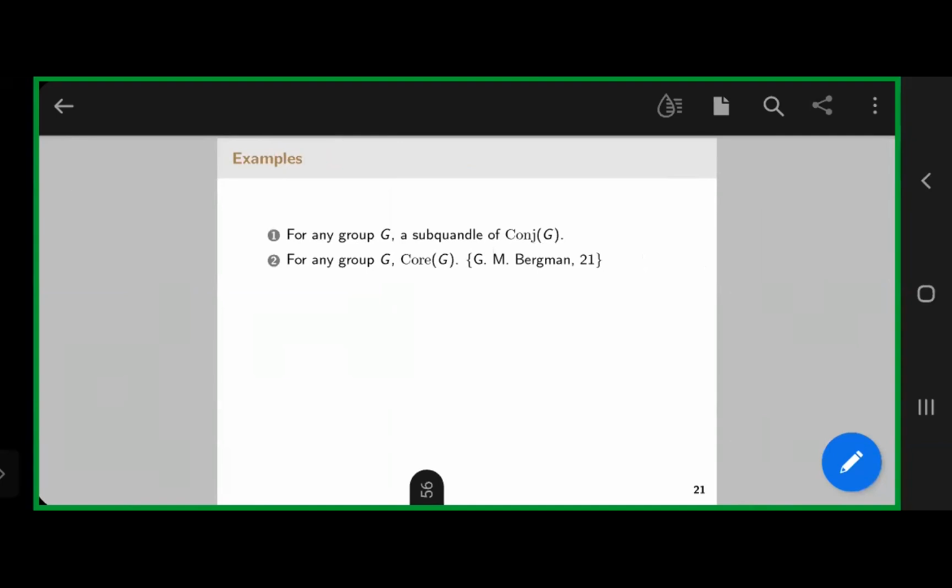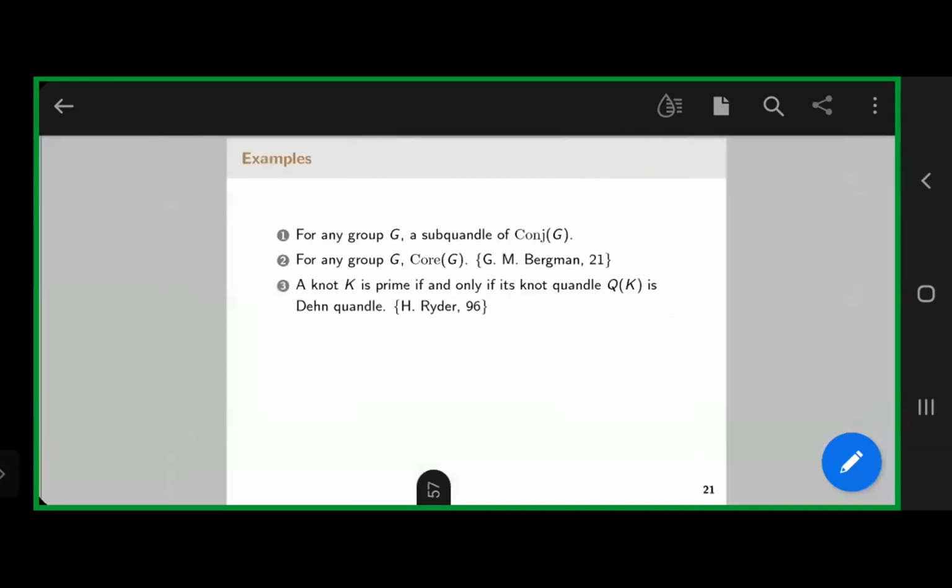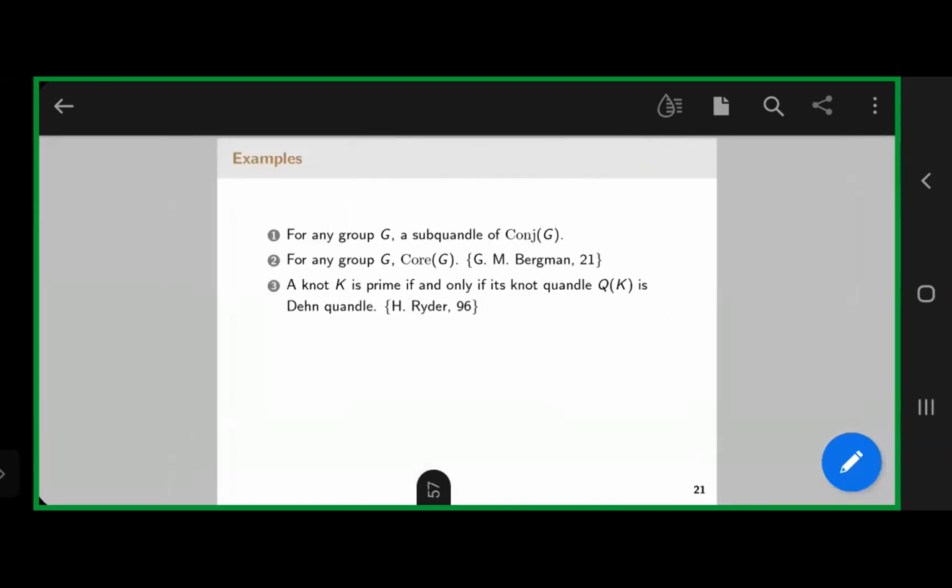Second, this appeared in 2021 in a paper by Singh and Wegerman, showing that the core quandle can be visualized as a subquandle of the conjugation quandle, which tells us the core quandle can be visualized as a Dehn quandle. The third example is a classical result of Joyce which appears in 1982: a knot is prime if and only if the knot quandle embeds in the enveloping group, which equivalently says the knot is prime if and only if the knot quandle is a Dehn quandle.